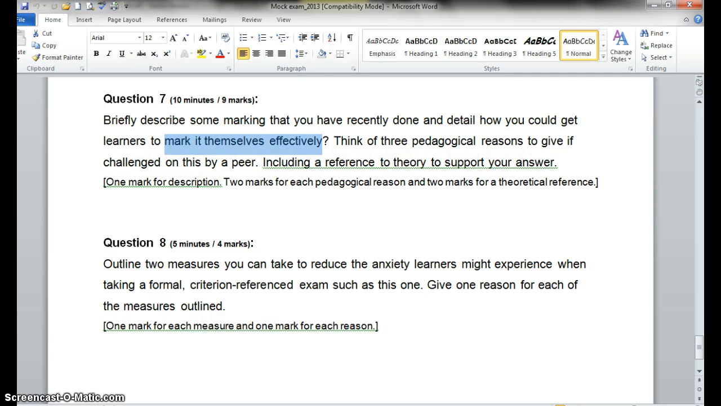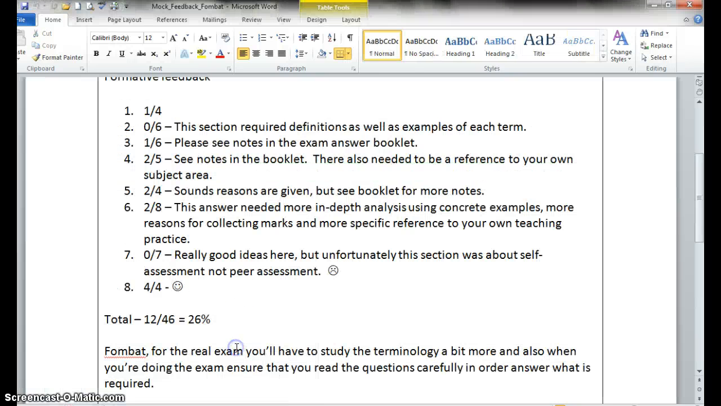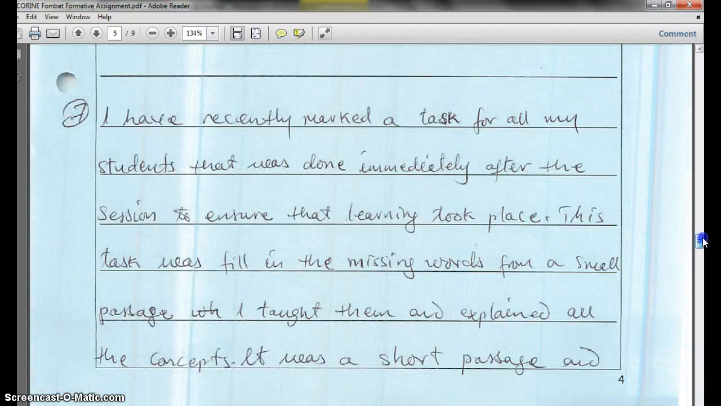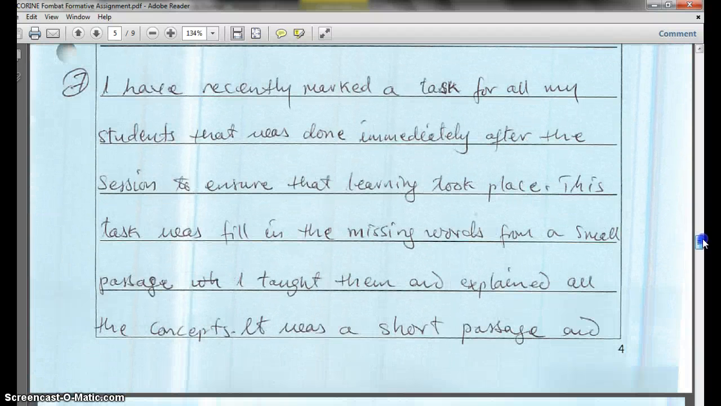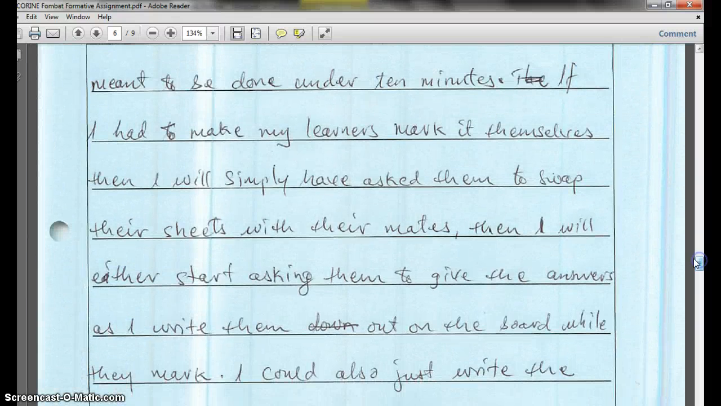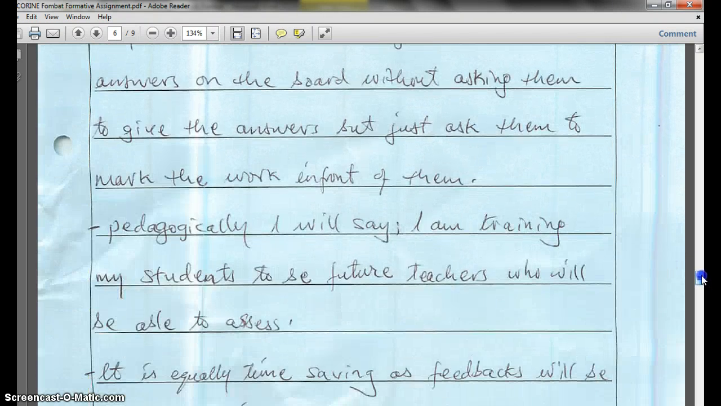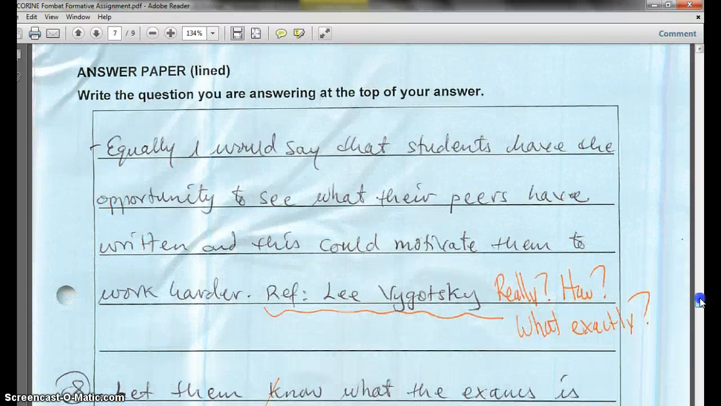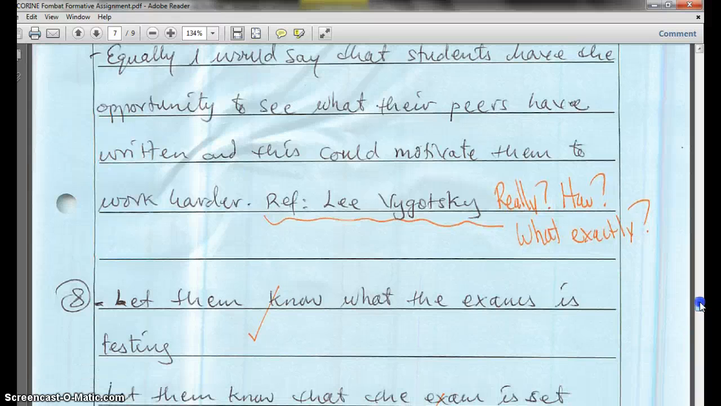So how did you do on here? You got 0 out of 7, Fombat. I'm so sorry, because your answers here, I think, were about peer assessment instead of self-assessment. Let's see. Yeah, so swap their sheets with their mates. And again, everything that you said here made really, really good sense, but it was all about peer assessment, so I was unable to give you points for that.